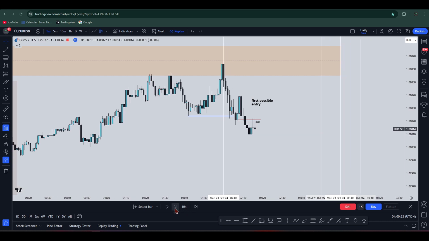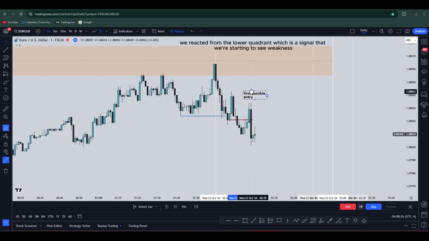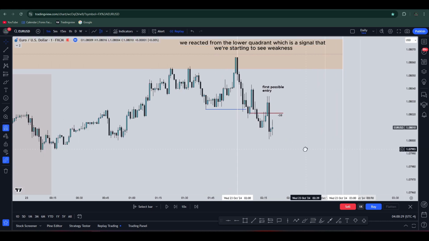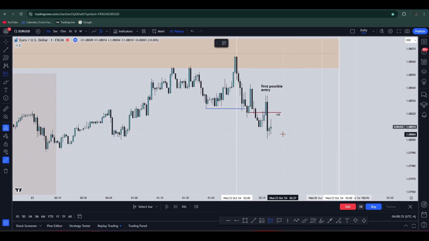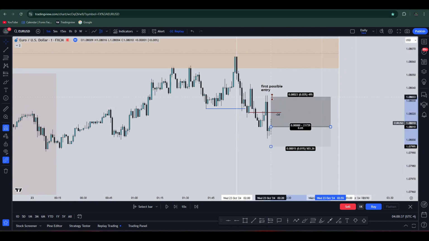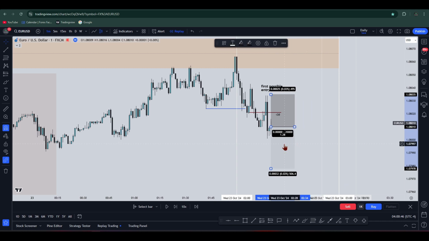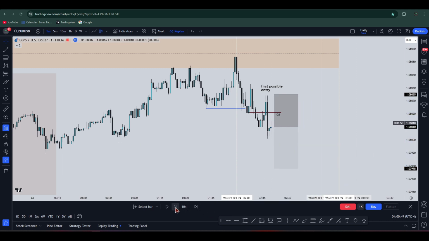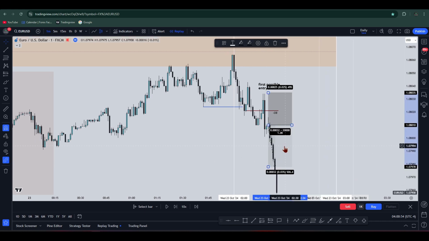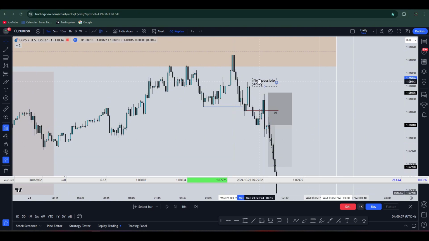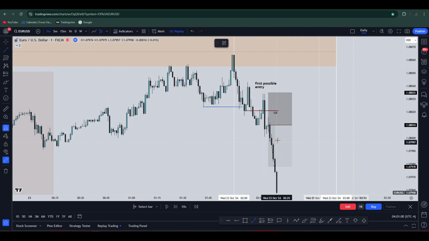Notice that we didn't even go to the upper quadrant of the inversion fair value gap. We stayed in the lower quadrant. This is another order block that's formed with the fair value gap, and that's where I entered the trade. Now I'm denoting the first possible entry. I took the second possible entry.